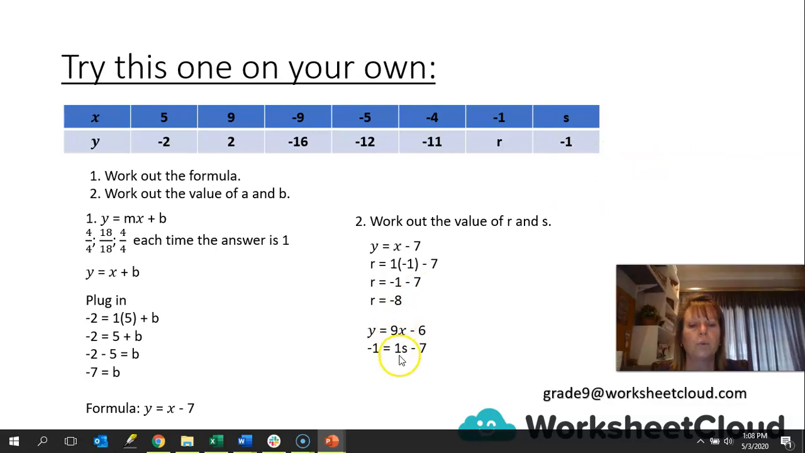Minus 1 is equal to 1s, s there, s is the unknown, 1s minus 7. So what are we going to do? We're going to take the 7 across, we're going to make it plus 7. So minus 1 plus 7 is going to give me 6, which means that s is equal to 6. Right, everyone got it? Well done.